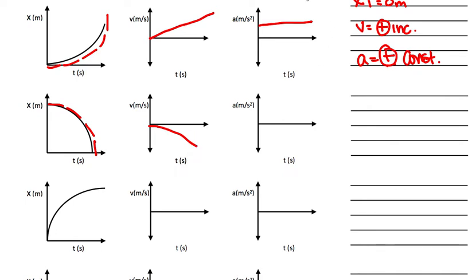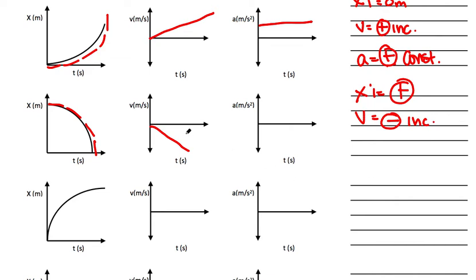Okay, so that's not such a great line. Let's try that again. Okay, let's try that one more time. That's a little bit better. All right, so our initial position, positive. Our velocity is negative and increasing.